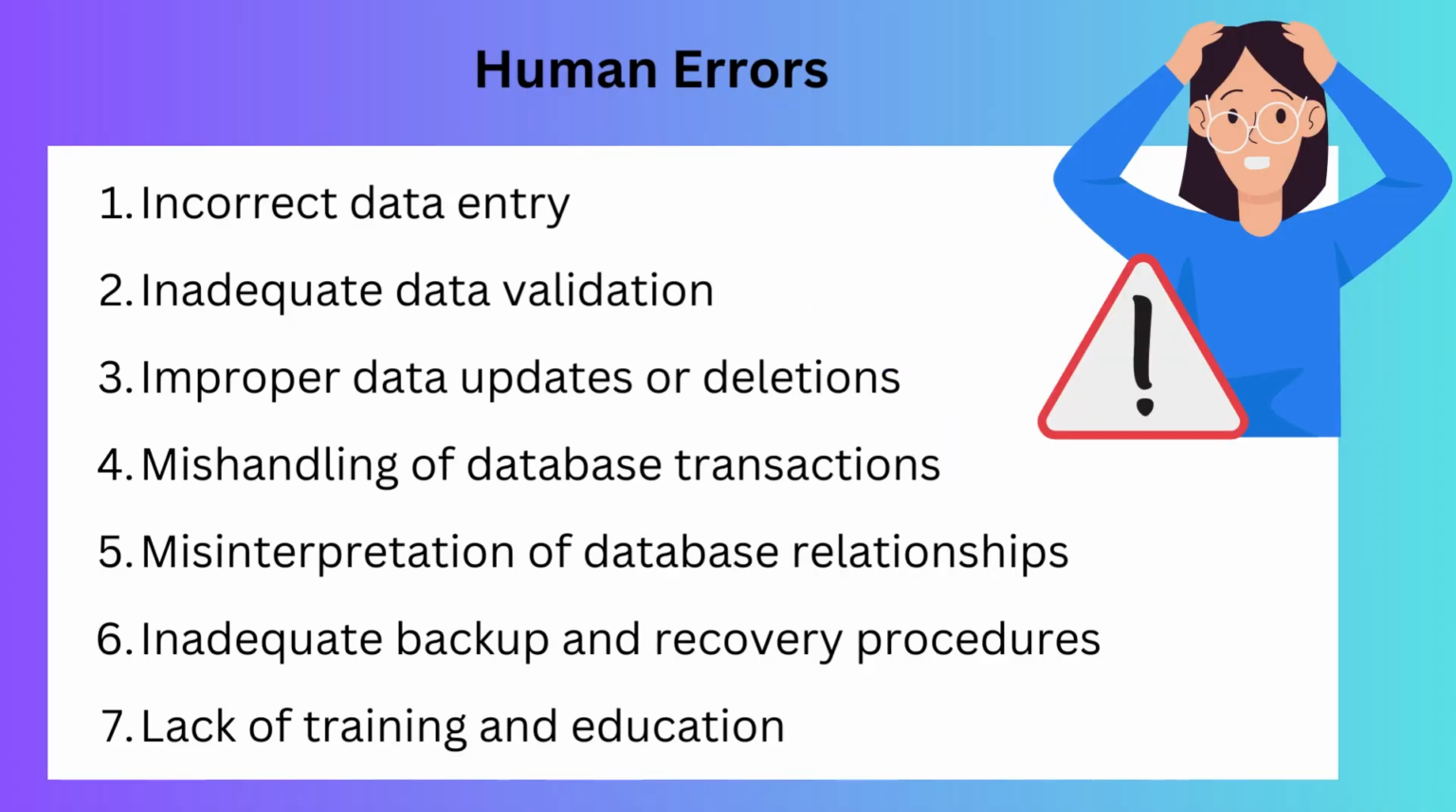Human errors can also have a significant impact on the logical integrity of the database. Here are some common examples of human errors that can compromise the database logical integrity. Incorrect data entry, right? If the users are not trained exactly what data to enter, then incorrect data will be saved to the database. If, for example, initials of a person's name are entered in a full name field, an incorrect name will be saved in the database.